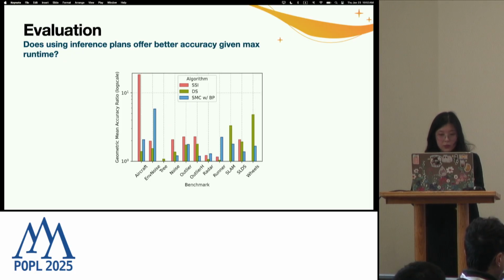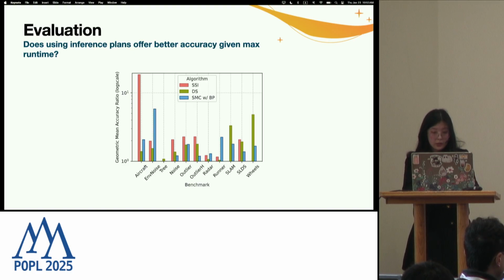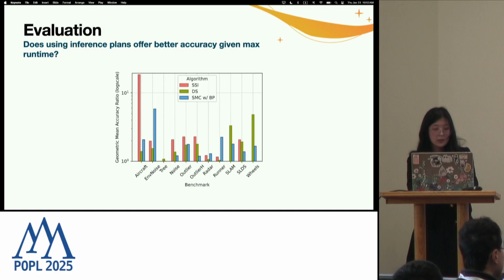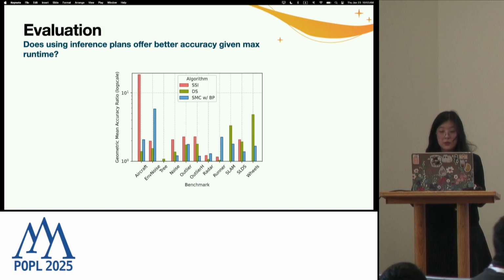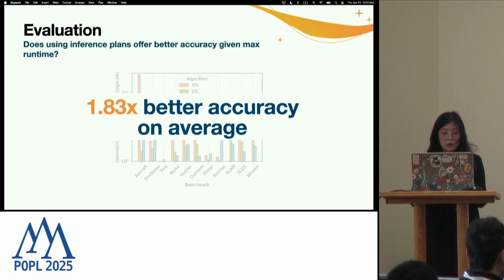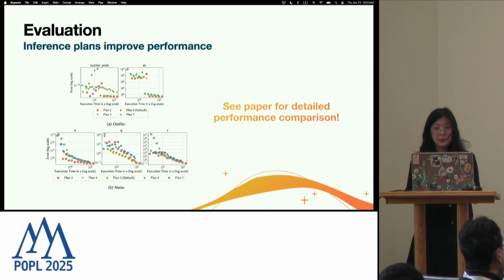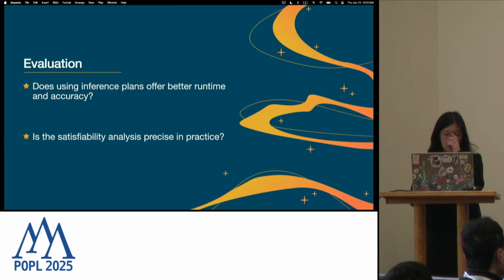In terms of accuracy, we did something similar. We computed the accuracy ratio achieved by the best performing plan to the default plan for each variable. Then to summarize, we computed the geometric mean across the variables for each benchmark and algorithm. And as before, we can see that the custom inference plans also improve accuracy for a given runtime constraint. Overall, it achieves 1.83 times better accuracy. For a detailed breakdown of the performance result comparison, please see our paper. But to answer our question, yes, inference plans do offer better runtime and accuracy.